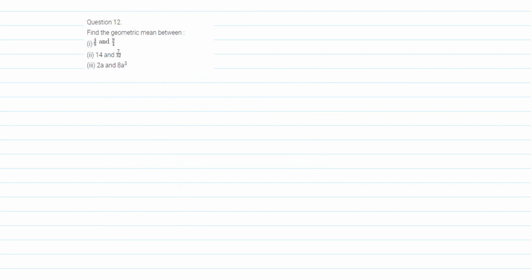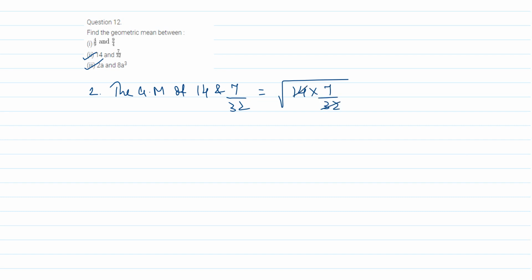You have to find the geometric mean between these. So the geometric mean, we'll do the second and the third. Second, the geometric mean of 14 and 7 upon 32 is nothing but root of 14 into 7 upon 32. So this will be 7 and this comes to 16. So root of 49 upon 16 will give you 7 upon 4.